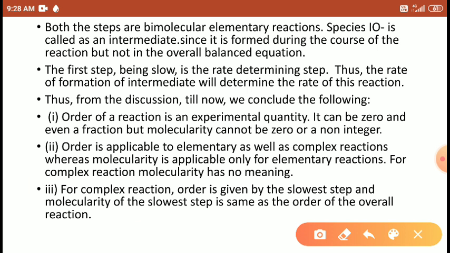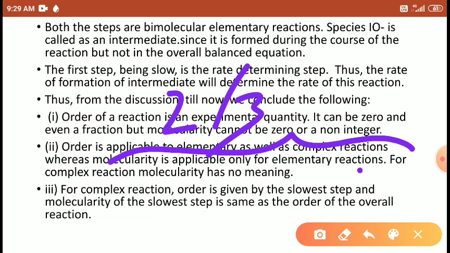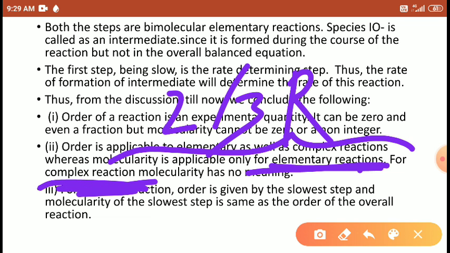Complex as well as elementary reactions. Molecularity is only applicable to elementary reactions. The complex reaction is not considered in the molecularity. In molecularity, only the two or three reactant species must react in the reaction, that is the elementary reactions. For complex reactions, we are not able to state the molecularity of the reaction.